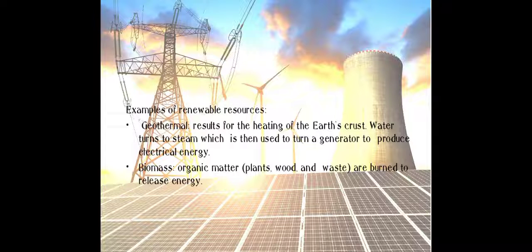Fourth is the geothermal. It results from the heating of the Earth's crust. Water turns to steam, which is then used to turn a generator to produce electrical energy. And lastly, the fifth is the biomass. Organic matter such as plants, wood, and waste are burned to release energy.